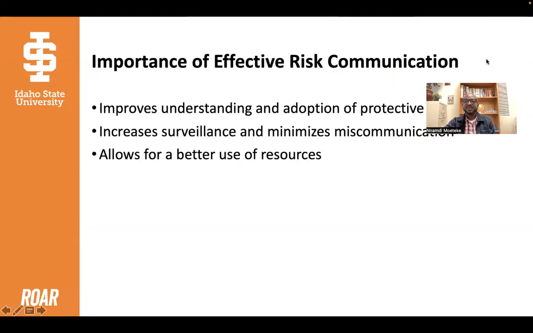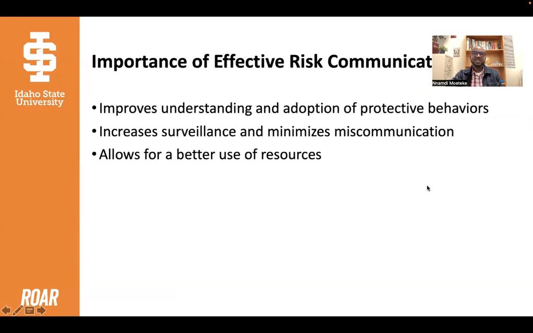What is the importance of effective risk communication? Risk communication is important during outbreaks because it allows people most at risk to understand and adopt protective behaviors during an outbreak. And it facilitates heightened surveillance, reduces confusion, and minimizes miscommunication, falsehoods, and rumors. It also allows for better use of resources.